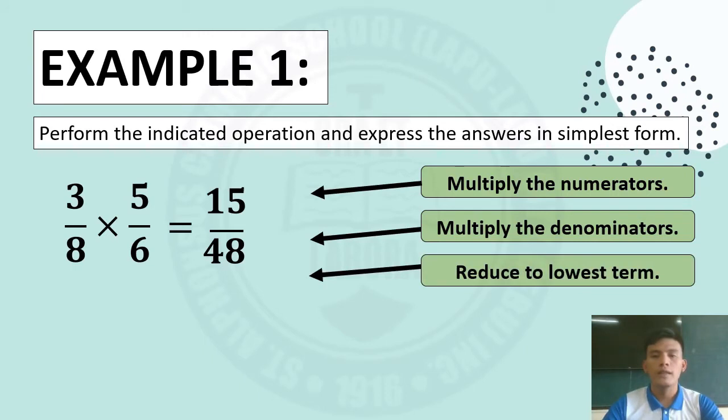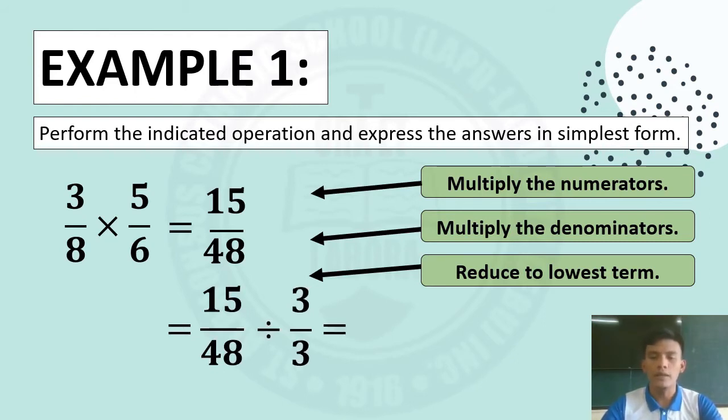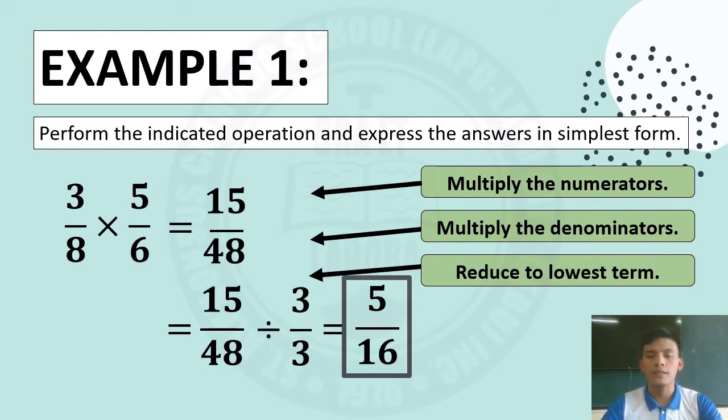15/48 can still be reduced to lowest term. To reduce that, we divide both numerator and denominator by 3. 15 divided by 3 is 5. 48 divided by 3 is 16. 5/16 cannot be reduced to lowest term, and if that's so, that's our final answer.